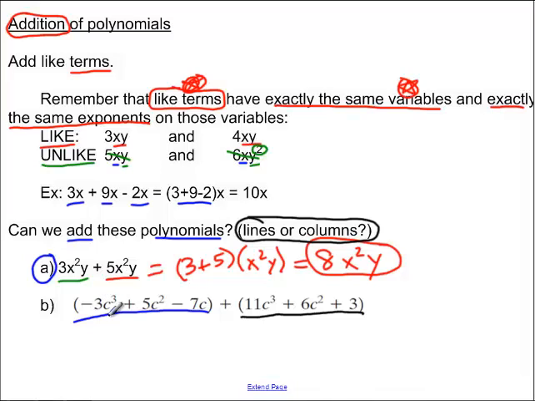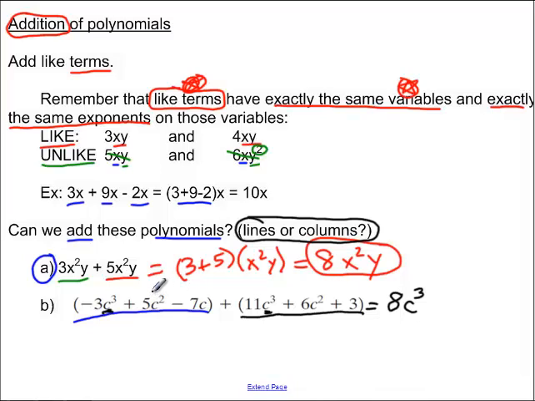I've got negative 3c cubed, so I've got to find the c cubes here. There's a c cubed, there's a c cubed. I can say it's this c cubed term. The coefficient on it is going to be negative 3 plus 11. What's negative 3 plus 11? That gives me 8. So that would be 8c cubed. How about c squared? I've got a c squared and a c squared.